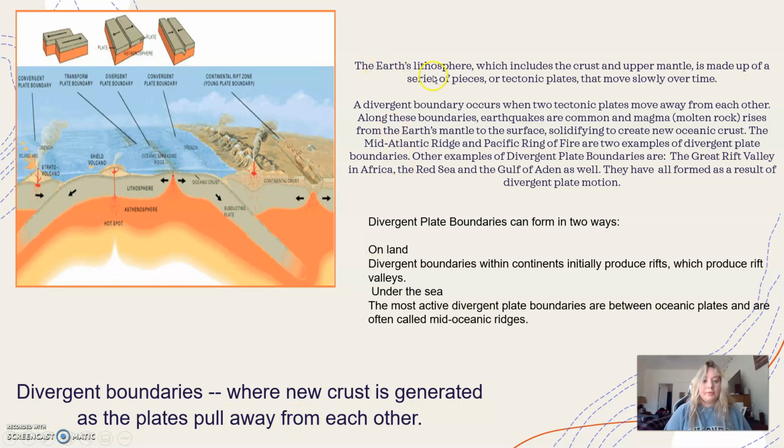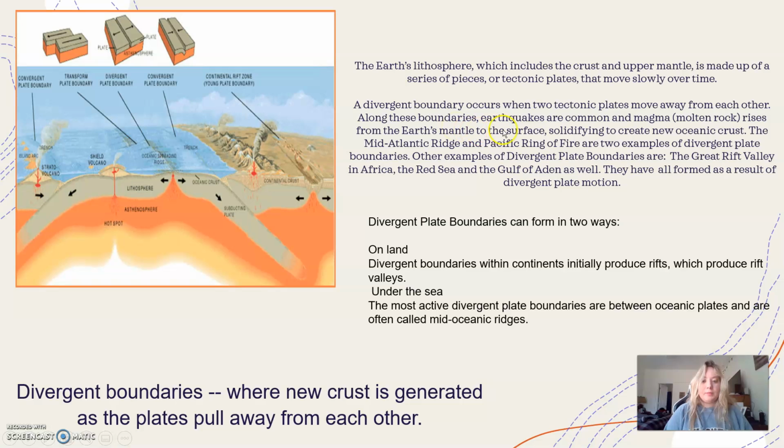The Earth's lithosphere, which includes the crust and upper mantle, is made up of a series of pieces or tectonic plates that move slowly over time. A divergent boundary occurs when two tectonic plates move away from each other.